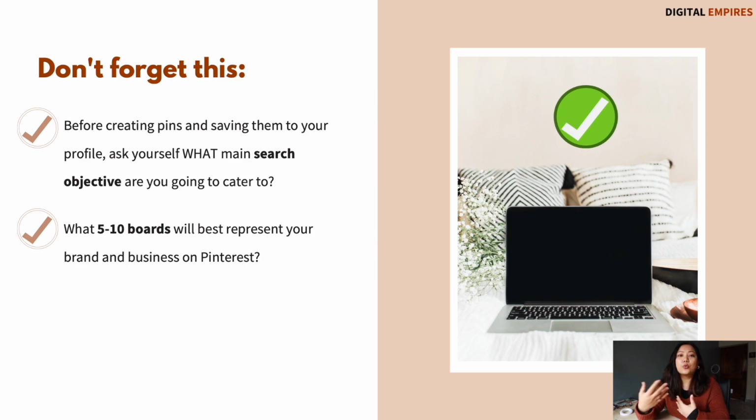So let's say if you have a jewelry business, you can have boards like silver jewelry, gold jewelry, boho jewelry, vintage jewelry, and so on and so forth. Obviously, you need to be doing keyword research to meet your ideal client and understanding which boards are the right boards for your profile.